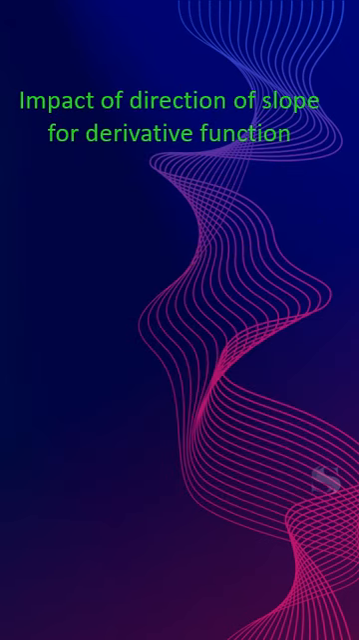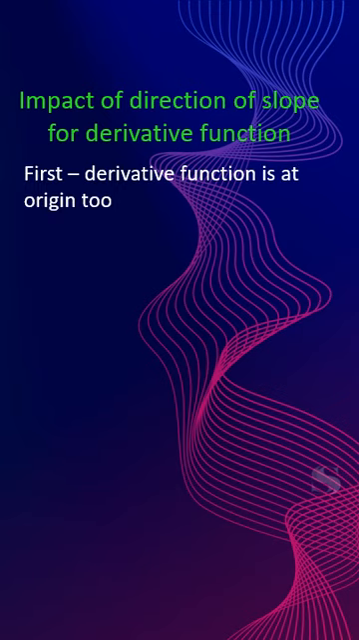Based on the observed behavior of the slope of the curve of x squared, two imperatives emerge for the derivative function of x squared. Before that, let us reinforce that the derivative function is the values of the slope of the function. The first imperative is that the derivative function must pass through the origin, since at x equal to 0, the slope is 0.